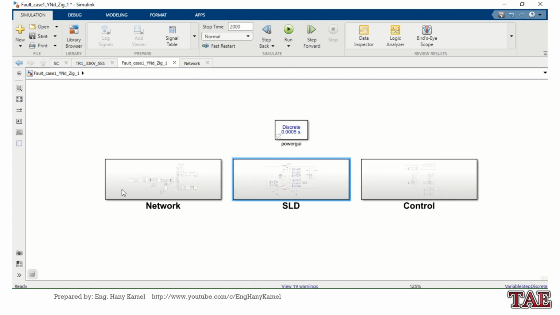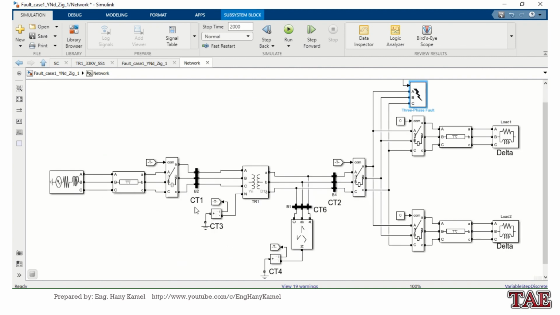We can go to the network. It's easy here. So this is our transformer. On the high voltage side, we have CT1 in the phases and CT3 in the neutral point, so it can provide restricted earth fault and also sensitive earth fault for the 132 kV side. In the low voltage side, we have CT2, which in cooperation with CT1 will provide differential protection.